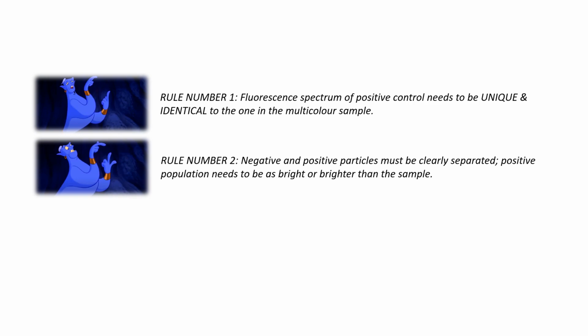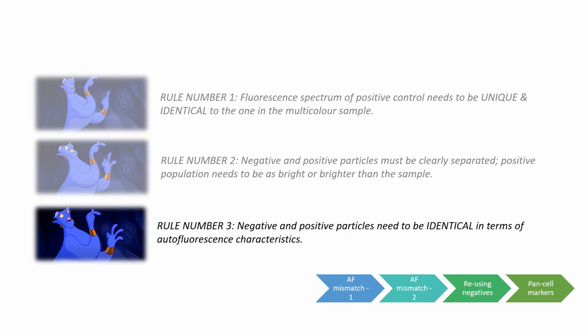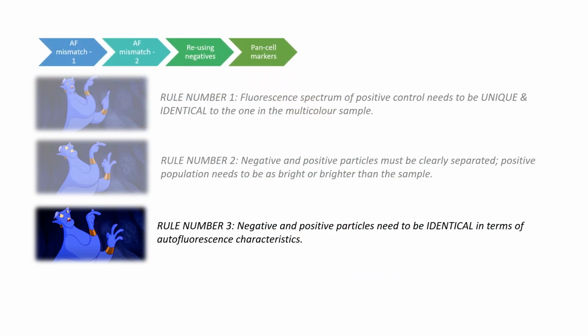Now we are going to move on to another important rule that we have already alluded to. The negative of your reference absolutely must be identical in terms of autofluorescent signature as the positive sample. In this final section, we will discuss a couple of different ways autofluorescent mismatch between your negative and positive reference can ruin your data. We'll discuss the topic of reusing negative controls, and we'll discuss the challenges of using pan cell markers as a reference.